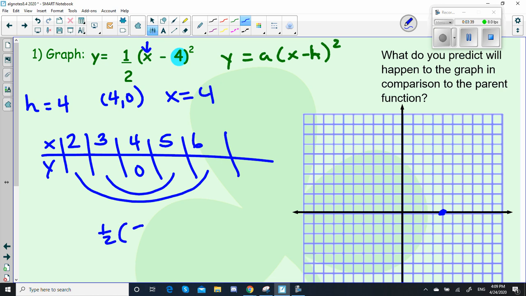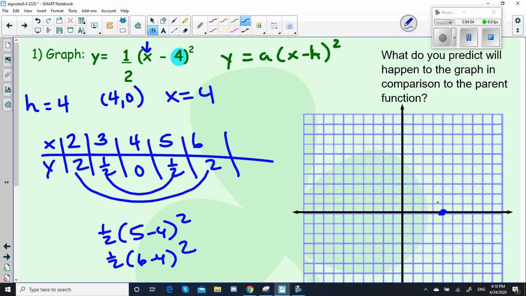So 1/2 times 5 minus 4 squared. And you can take your calculator and type that in, completely up to you. Use your parenthesis keys and your squared button. You're going to get 1/2 here. And that makes the 3 also 1/2. Then if you put 6 in there, again, feel free to use your calculator. You're going to get 2.